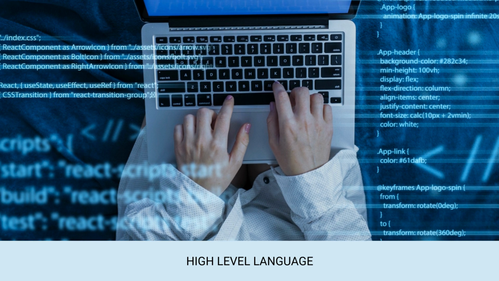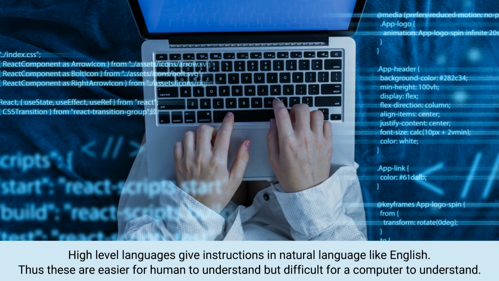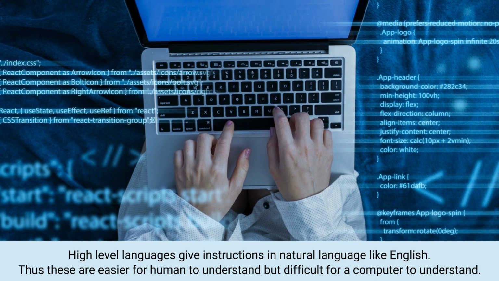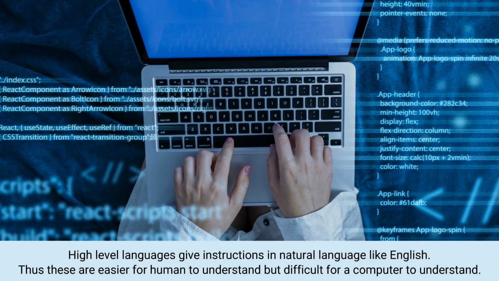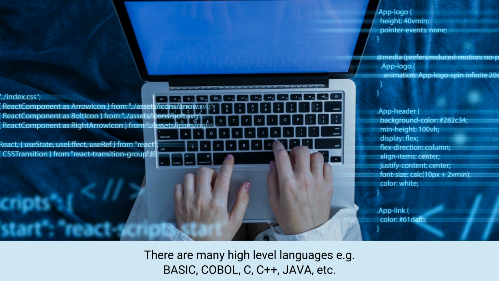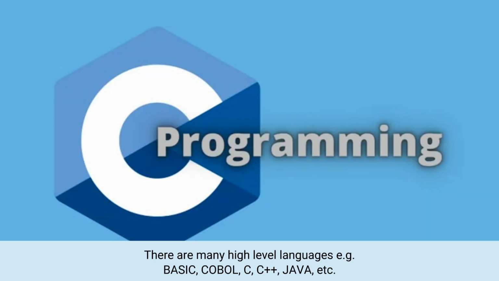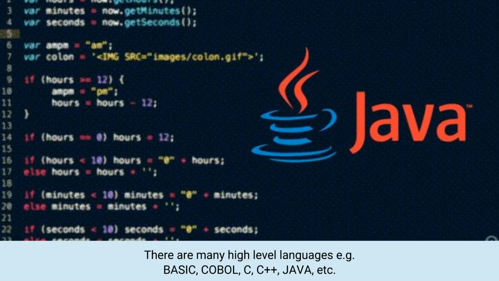High-level language. High-level languages give instructions in natural language like English. Thus, these are easier for humans to understand, but difficult for a computer to understand. There are many high-level languages, e.g., BASIC, COBOL, C, C++, Java, etc.